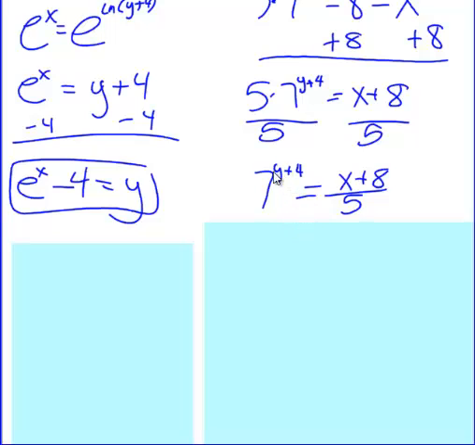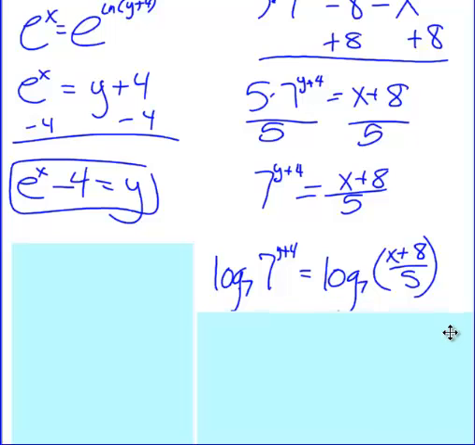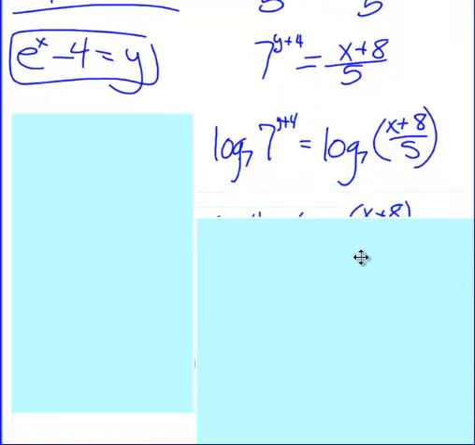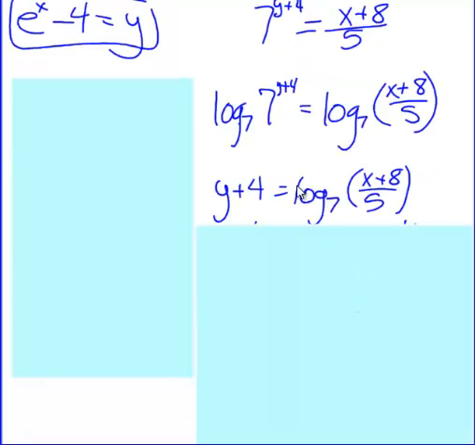Now we need to get the y out of the exponent. So since this is an exponential, you do the inverse, which is a log. So we're going to do a log base 7 using the same base as the exponential so that we can get the y plus 4 out of the exponent part. And over here we have log base 7 of this whole thing, x plus 8 divided by 5. You must include the parentheses around that argument. It's very important that you have those parentheses. So this is just a simplified step where the log base 7 and then the exponential part are inverses, so we get y plus 4 by itself.